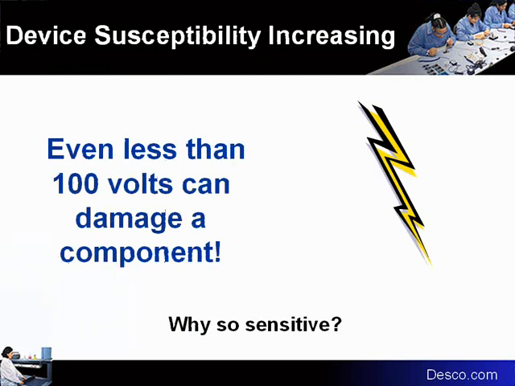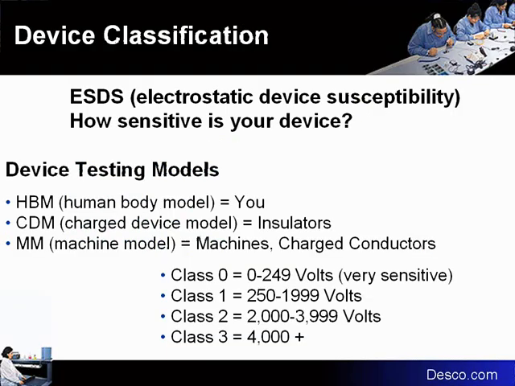In today's electronics, even less than 100 volts can damage a component. We have some that are now as low as 10 static volts sensitivity. So one of the reasons people ask is, why so sensitive? As devices have gotten smaller and smaller, the gates and spacing dimensions have been reduced. Also, the voltage to operate the components has been reduced to make smaller power supplies to drive the devices.